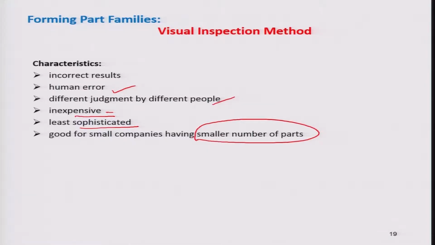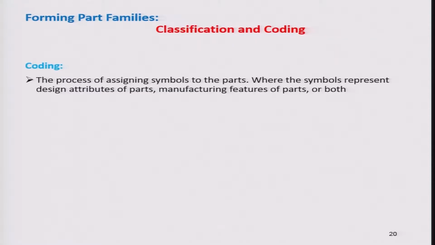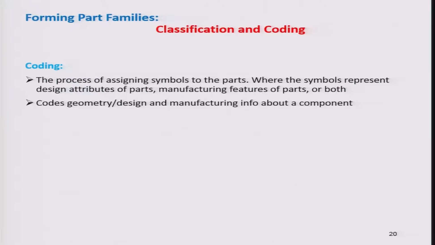Okay, so if you have a smaller variety of parts, you can use the visual inspection method to make a part family. Now the second process: classification and coding. In this process, symbols are assigned to the part, where the symbols represent design attributes of the part, manufacturing features of the part, or both. Codes capture geometry or design and manufacturing information about a component.